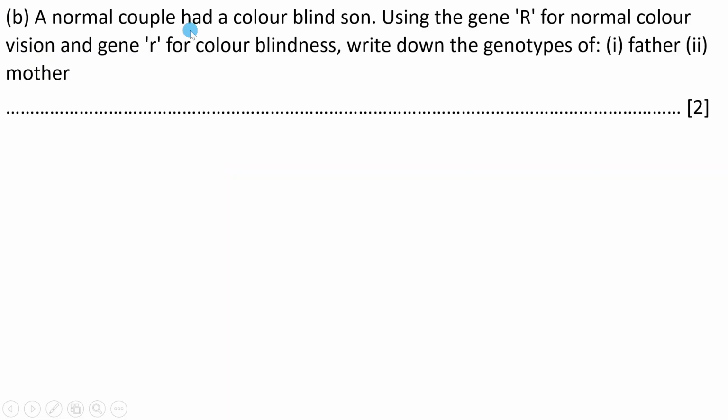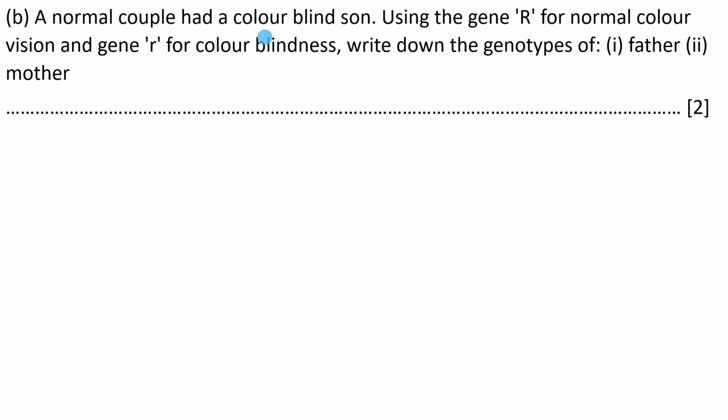A normal couple had a color blind son using the gene R for normal color vision and the gene r for color blindness. Write down the genotype of Roman numeral 1 father and Roman numeral 2 mother. So we are told that a child was found to have color blindness.